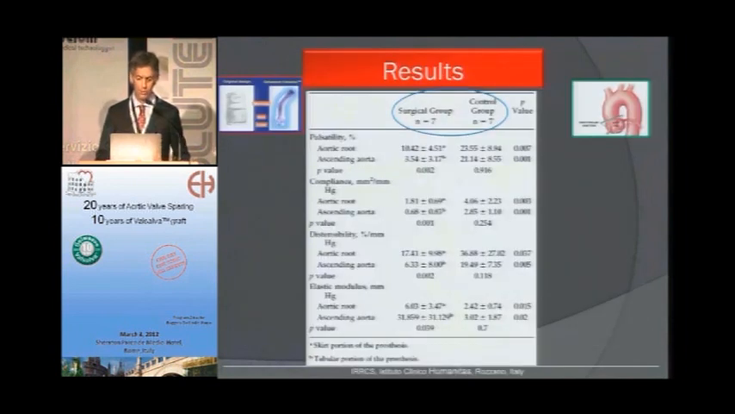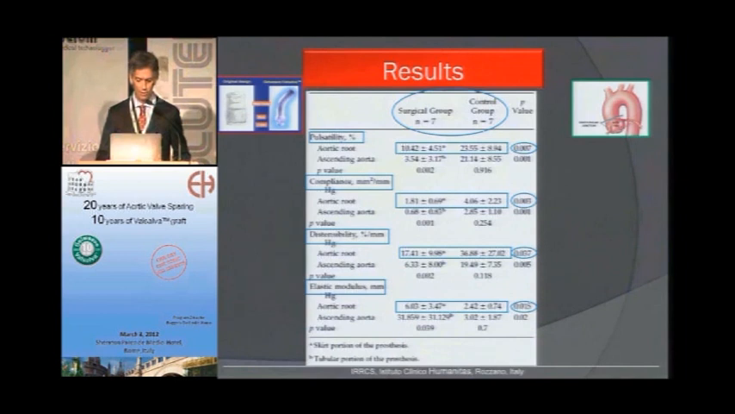When we compare the surgical group and the control group, what we found was that pulsatility of the Valsalva graft at the aortic root was halved when compared to the normal aortic root, and this was significant. Same result for compliance: the compliance of the pseudosinuses is about half when compared to the normal aortic root. The same for distensibility, and again, the other way around for the elastic modulus.